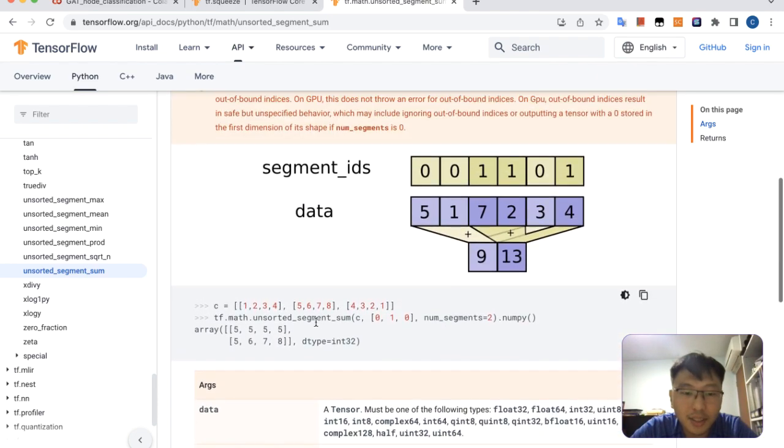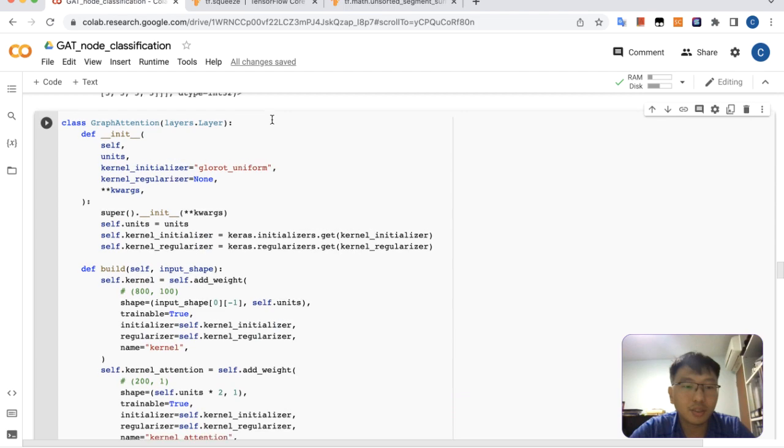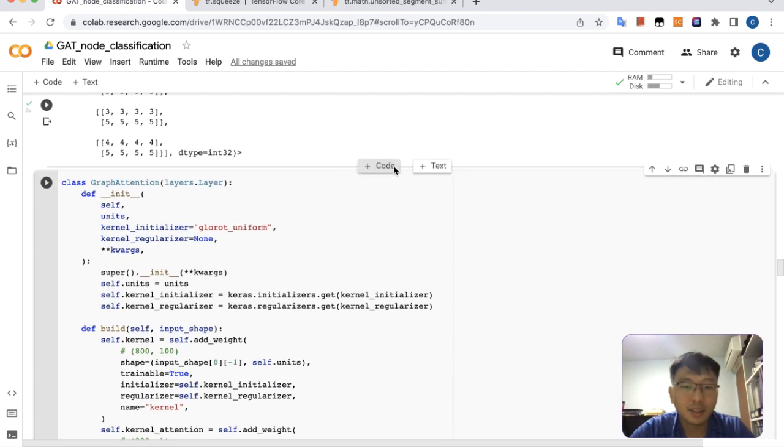Num segments. Okay, let's see how it does. This is the array, and then we have a segment 0, 1, 0 means basically the middle element, and then num segment is 2, so we get this. What if we put num segment as 3 though? Yeah, so let's copy and paste this code to try it out ourselves here. Okay, let's try it out and see what this does.